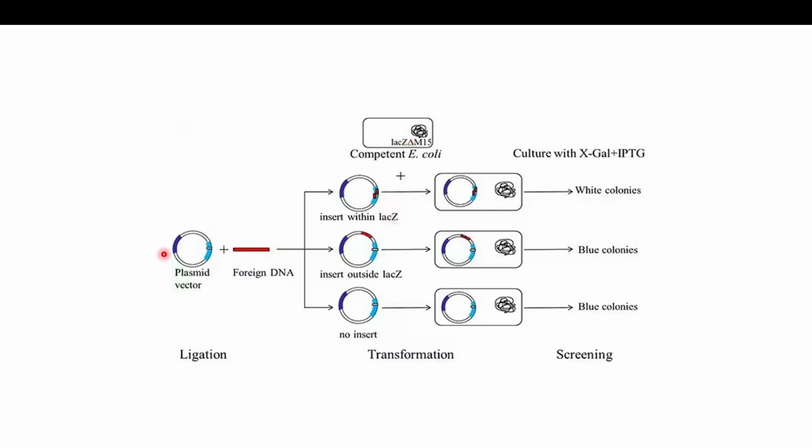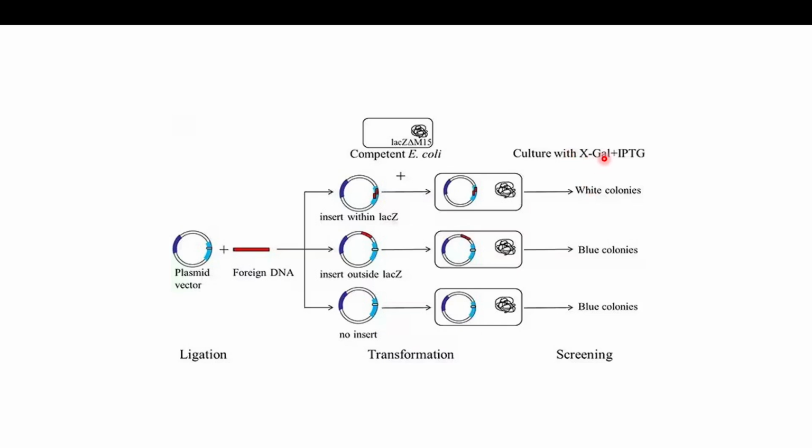Now this is what I was talking about. Blue-white screening. This is the plasmid vector. This is foreign DNA. Now this is the LacZ gene present in the plasmid vector. The red one is the foreign DNA or insert DNA we are talking about. If the insert is within the LacZ gene, the LacZ gene won't be coding functional beta galactosidase enzyme, right?